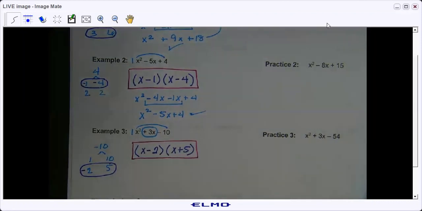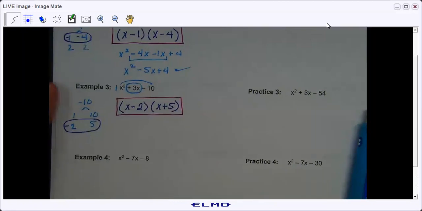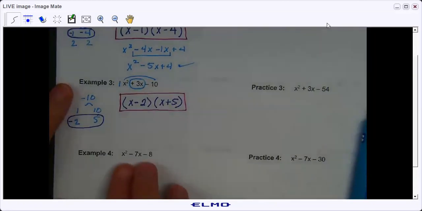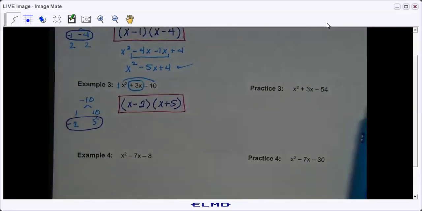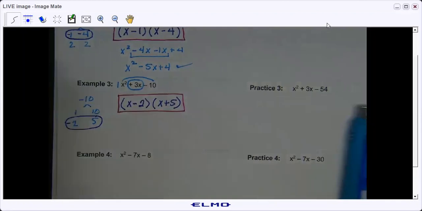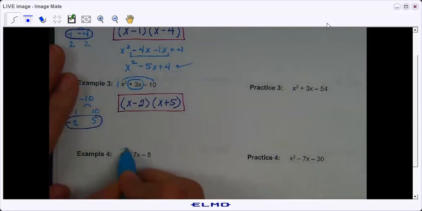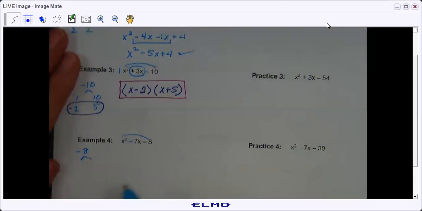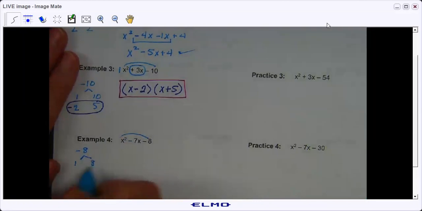All right, let's go ahead and look at example 4. Now we have two negatives here that we're going to be working with. So in this one, we want factors of -8 that will give us a -7. So let's list the factors of 8. We have 1 times 8 and 2 times 4.